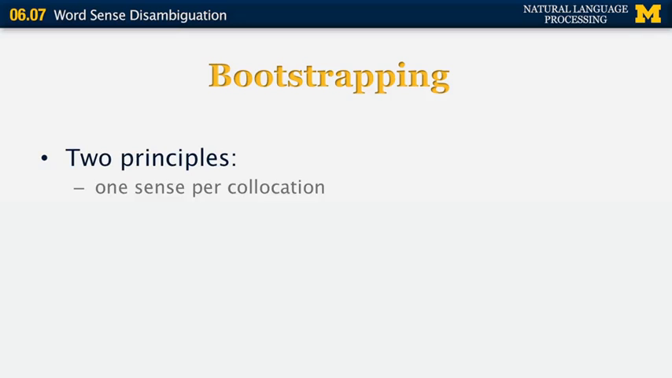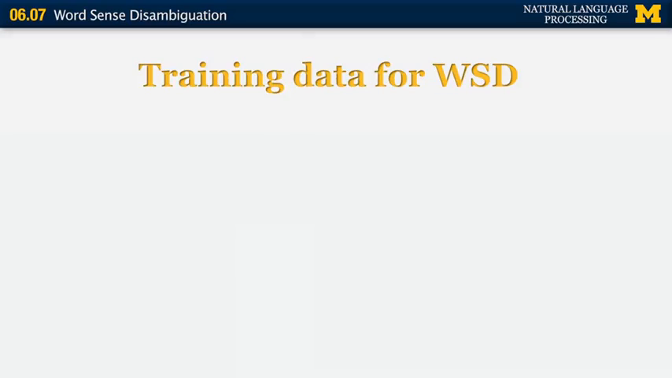So bootstrapping, to summarize, is based on two important principles, both introduced by David Yarowsky. The principle of one sense per collocation. So again, given an ambiguous word, what word appears near it may help disambiguate the first one. And also one sense per discourse, meaning that all the instances of an ambiguous word in the same discourse unit are likely to have the same sense.